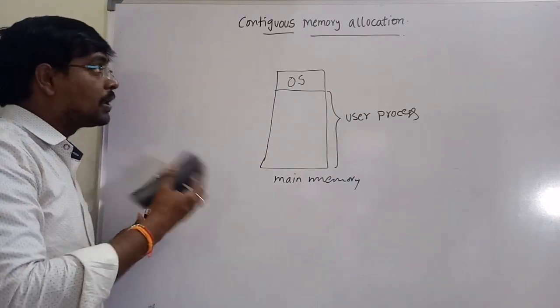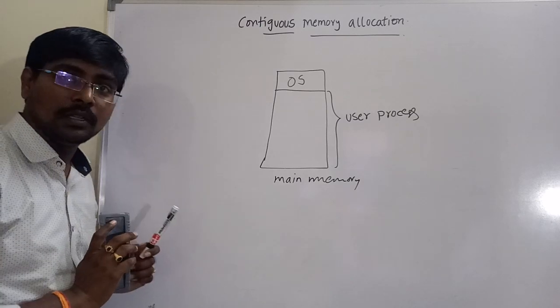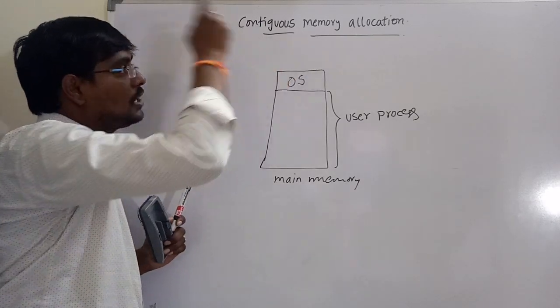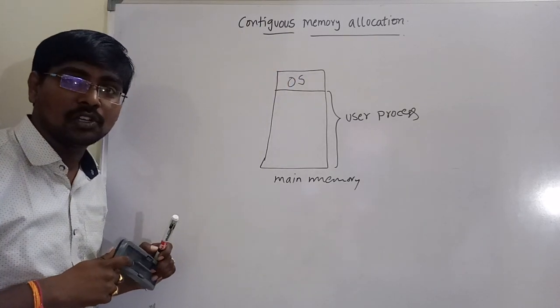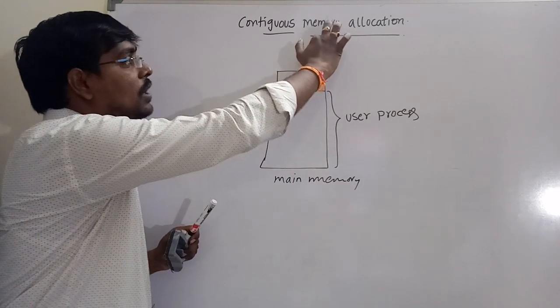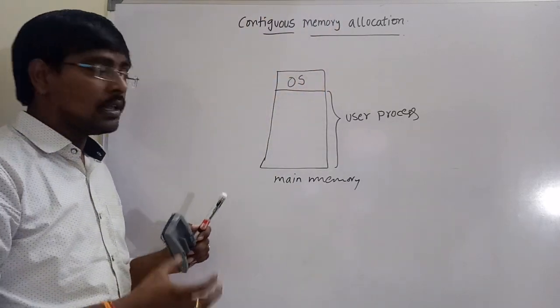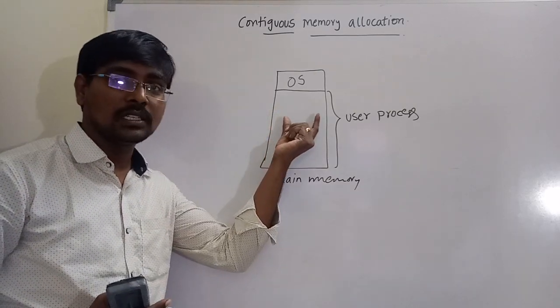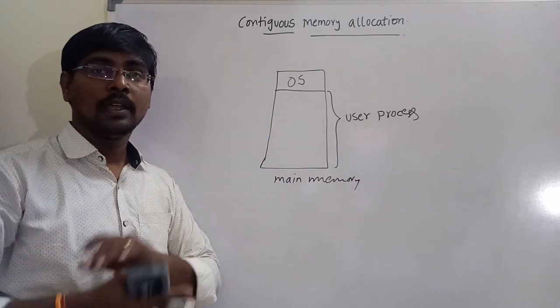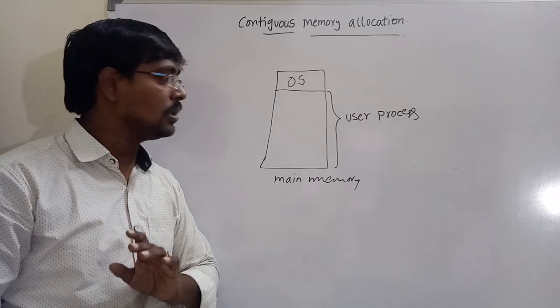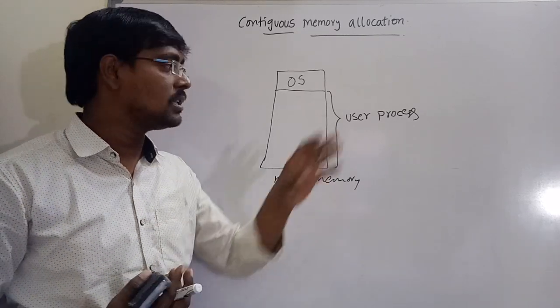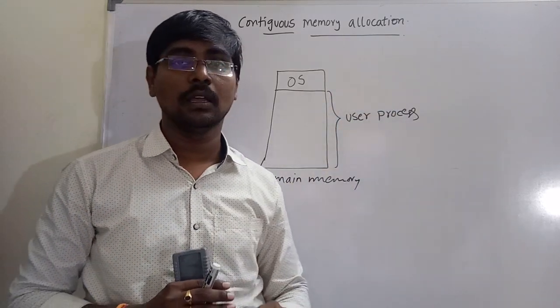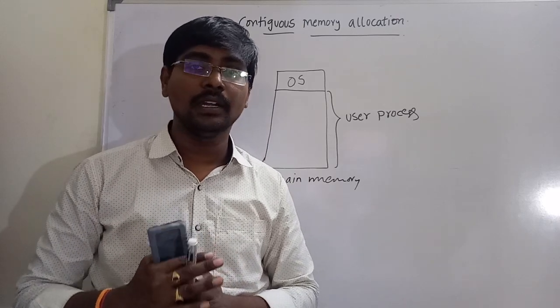After that, contiguous memory allocation: the name specifies contiguous means sequential. Sequentially we are allocating the memory. Suppose a process comes, that process gets one section of memory that is contiguous to the next process, that is, for all the processes the memory is allocated sequentially.